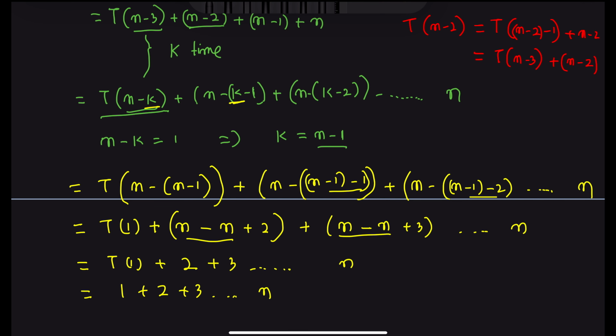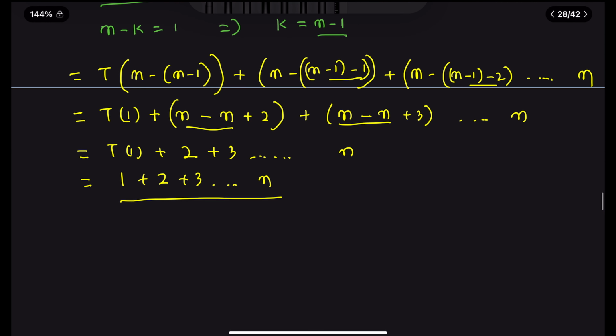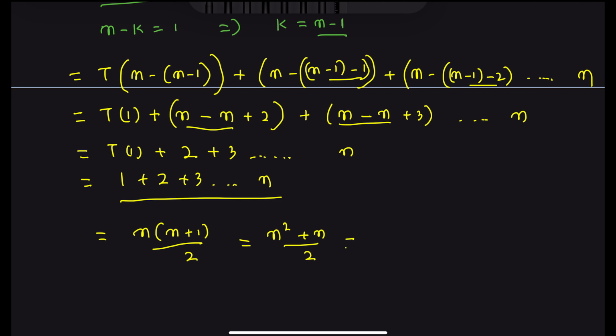This pattern is familiar. This is the sum of natural numbers, so we can write it as n(n+1)/2, and if we solve it, we get (n² + n)/2. This can be written asymptotically as big O of n², because n² is the major part here. If we take a larger value of n, then n/2 will be very small compared to n². So we will have our final answer as big O of n².